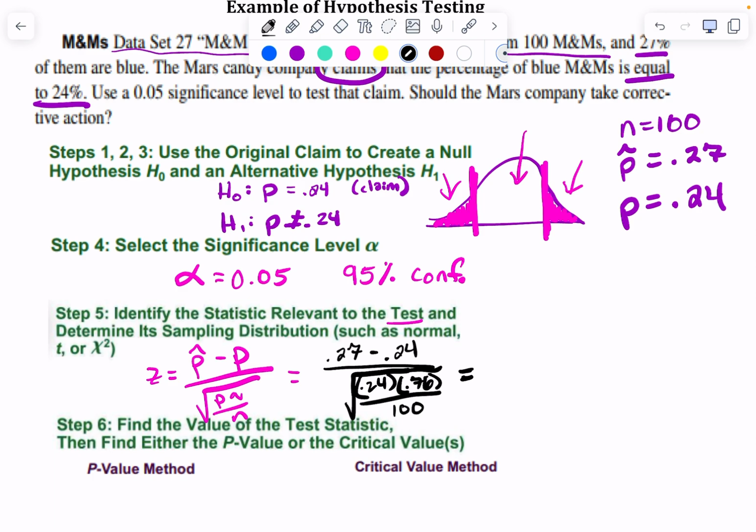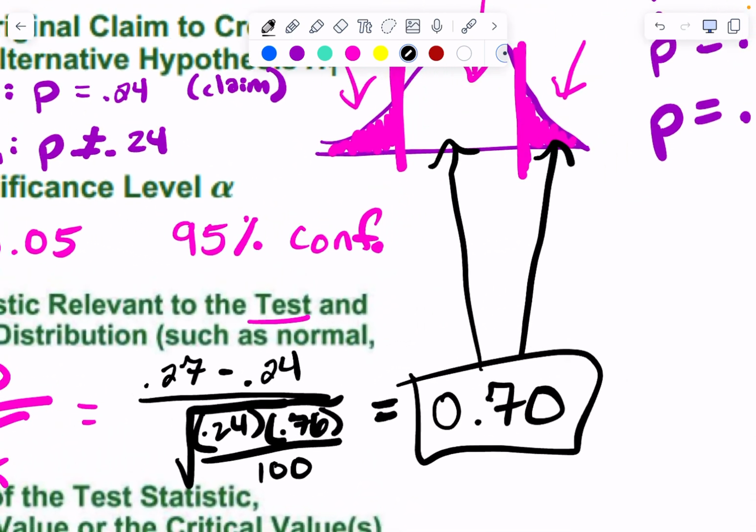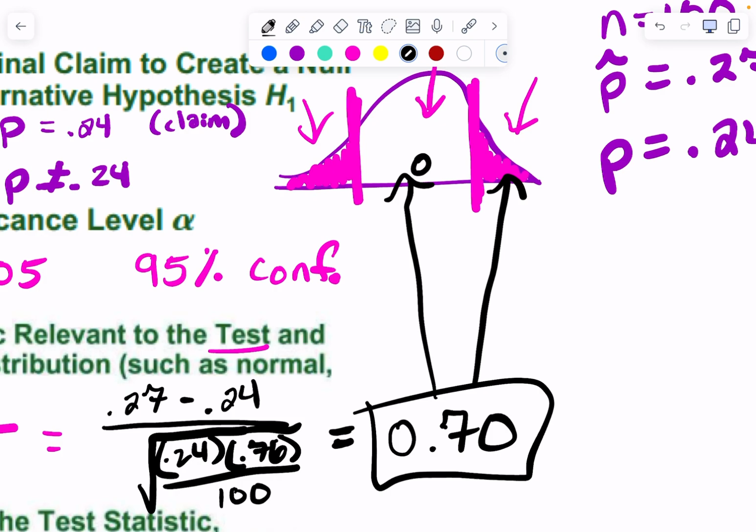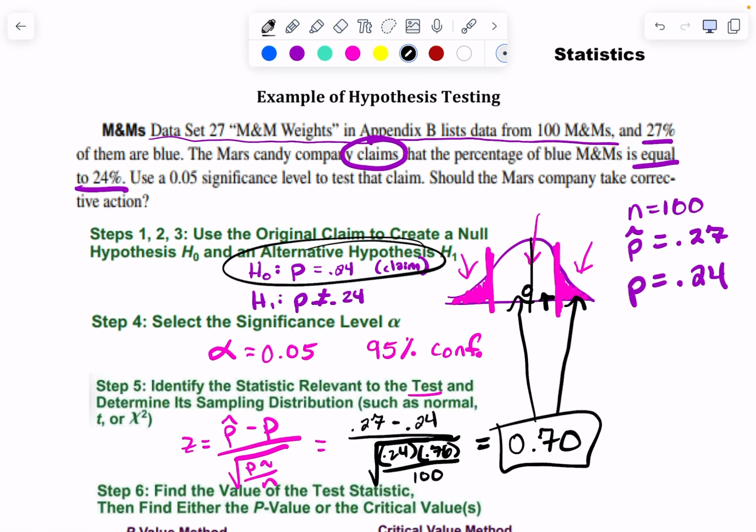Okay, what do we get? 0.70. So that's where we're going to stop. But going forward, we have to decide: does 0.70 live here, or in the middle here? It can't live on the left side, because it's greater than 0, and 0 is the middle. So does my Z-score of 0.70 live here or there? That's what we have to decide, and that tells us which one of these we go with.